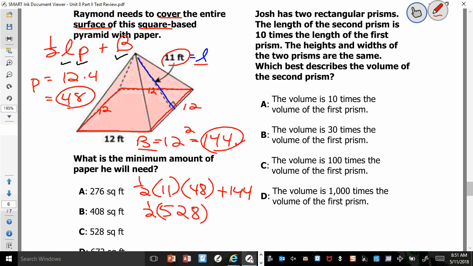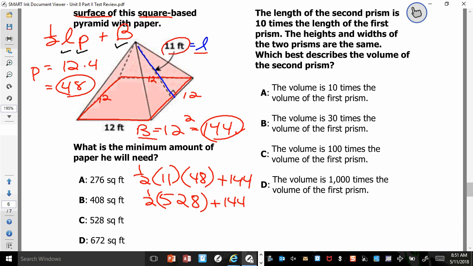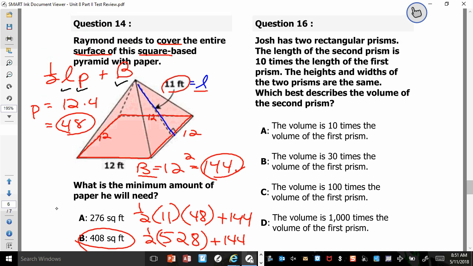All right. Half of that? 264. And add that together? 408. 408. Okay. Good. Questions?